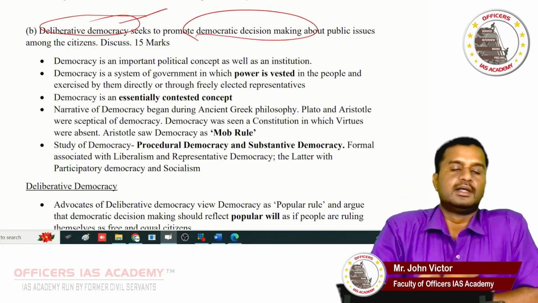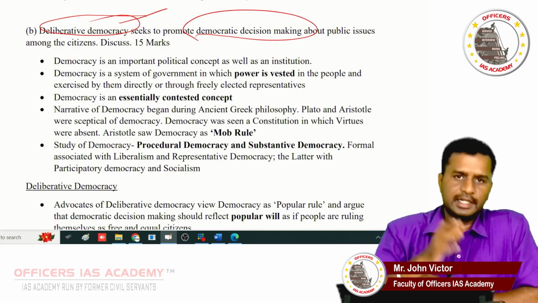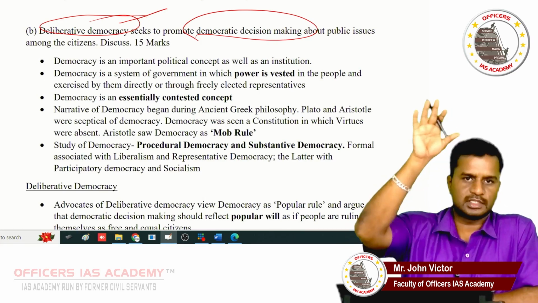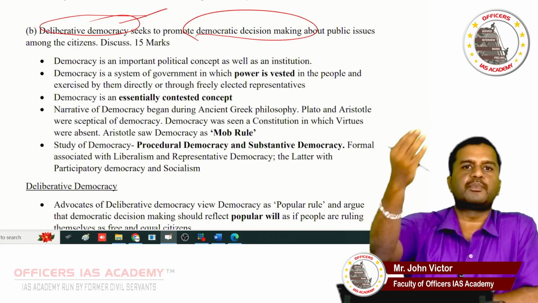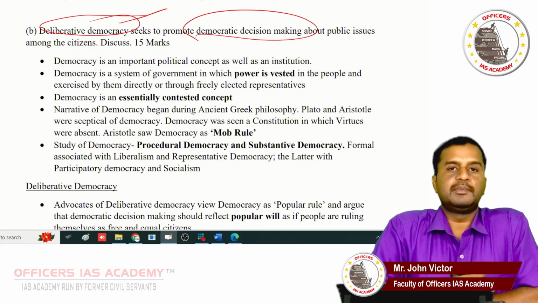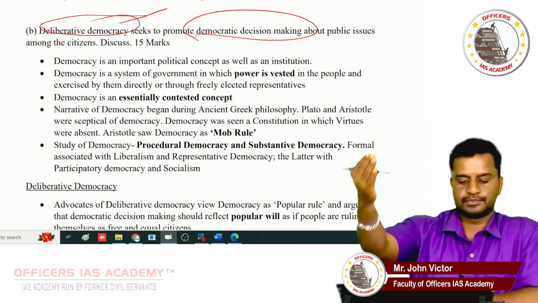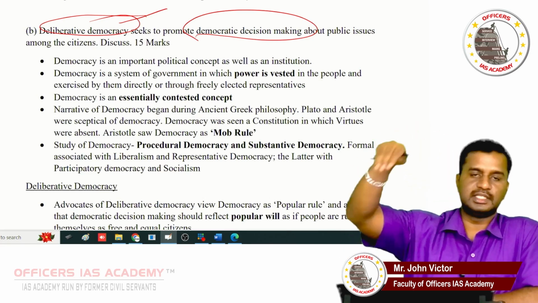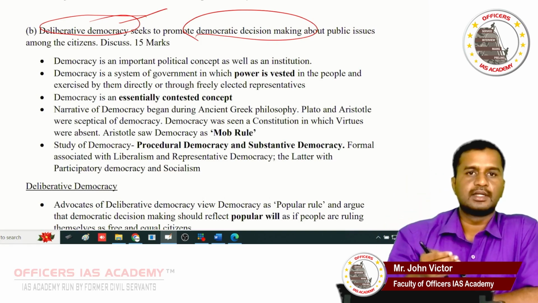For example, Amartya Sen argues in his book The Argumentative Indian that Indians should talk with each other. We should discuss, we should debate. We should also take and analyze the opposing points of view. Hannah Arendt spoke that if people do not come together in the public sphere and discuss issues concerning them, it will lead to totalitarianism. So you have to touch these scholars and ideologies under deliberative democracy.